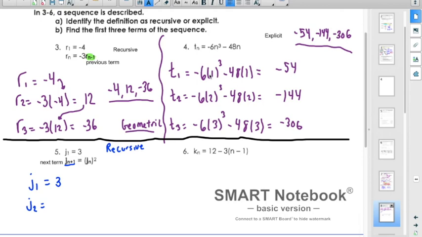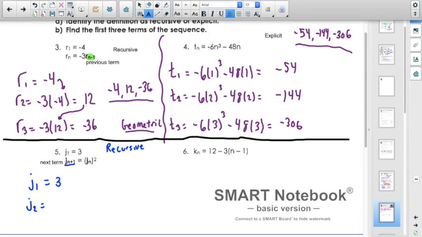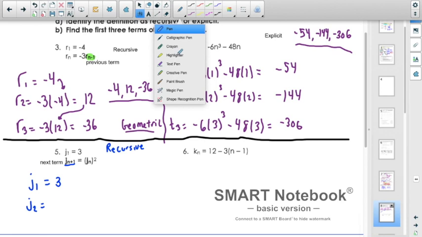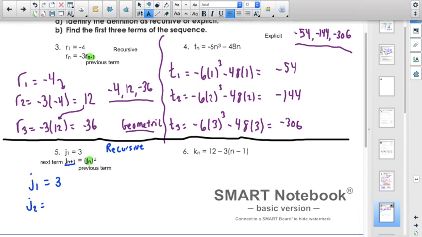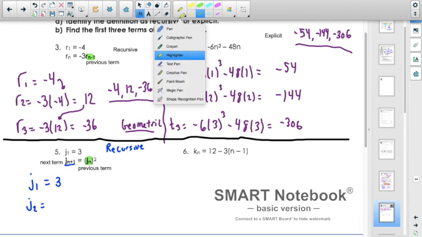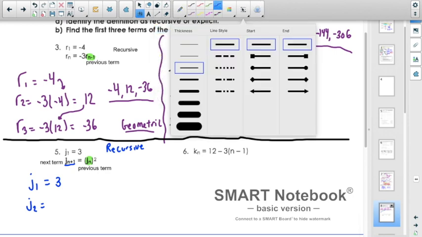Just understand that all this means, this piece here, let me get the highlighter, j sub n right here, all this is that it means the previous term. And that's the way it always works with recursive formulas. Okay, so we got to plug in the previous term. This whole thing is highlighted, and then we can figure out what term comes next.